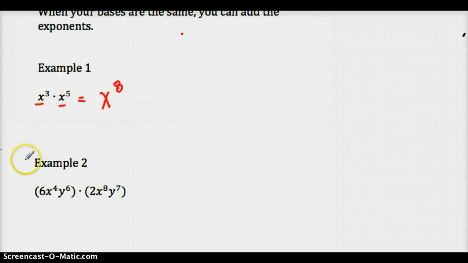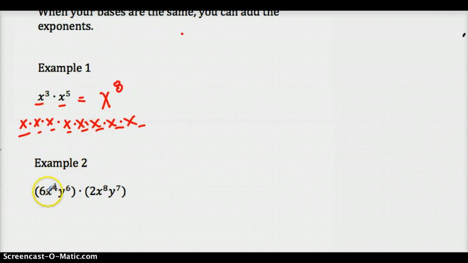Why does that become x to the eighth? Well, if you rewrite x to the third, that's x times x times x. X to the fifth, which I'm multiplying x to the third by, is x times x times x times x times x. So there's 1, 2, 3, 4, 5, 6, 7, 8 x's being multiplied together, meaning x to the eighth.